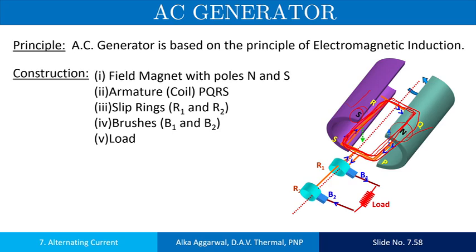Then the slip rings. These are the slip rings. They are connected with the lower ends of the coil and they rotate with the coil. B1 and B2 are the brushes. They are fixed at their position and they do not move with the coil. They are conducting in nature and provide the contact between the rings and the load. Load is anything through which we have to pass the AC.